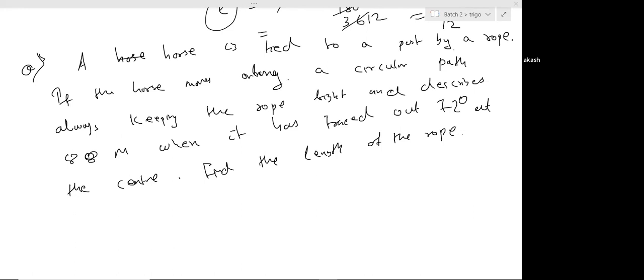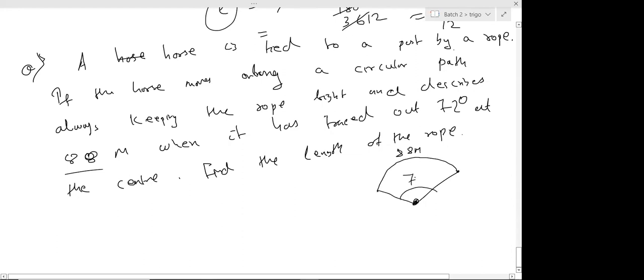See, they are saying a horse is tied to a post by a rope and he is moving in a circular path. He traveled 88 meters when subtending an angle of 72 degrees. So you have to find the value of R. So I have L as 88 meters, theta is 72 degrees. If I multiply by pi upon 180, this is in radians. So this is 4 pi upon 10 radians.